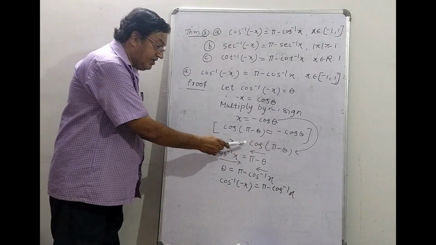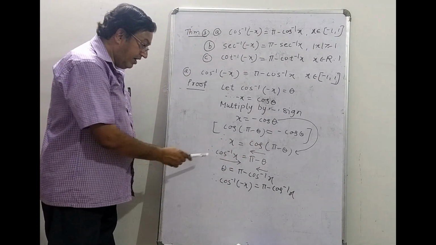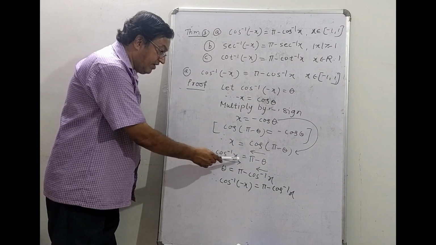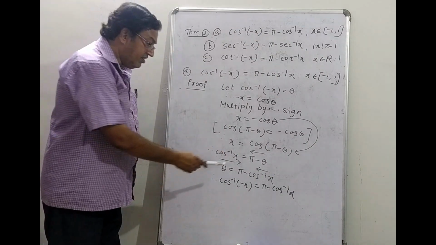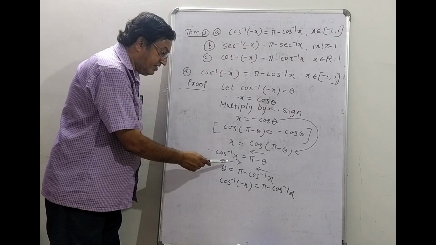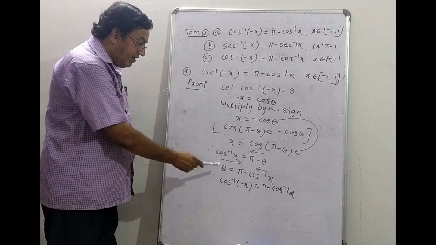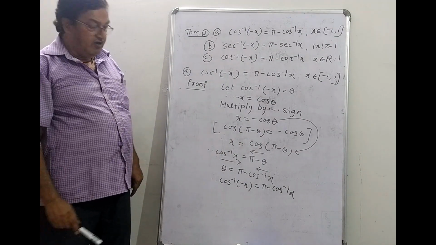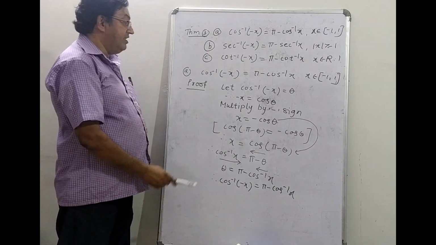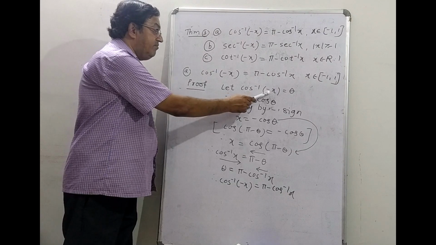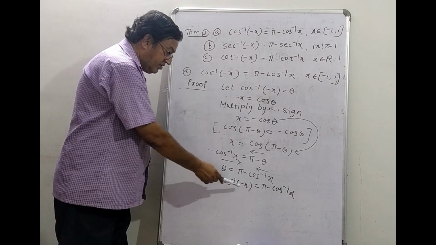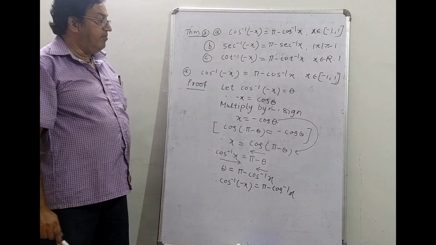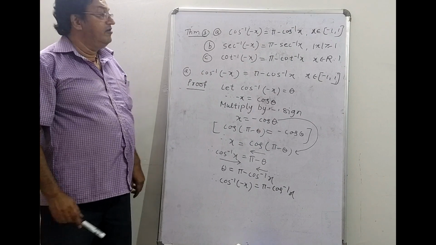Then using the definition of inverse trigonometric function, I have taken this as cos inverse of x is equal to pi minus theta. This minus theta, if you transfer to the left hand side, and cos inverse to the right hand side, we get theta equals pi minus cos inverse of x. But what is theta? We have taken cos inverse of minus x is equal to theta. Therefore cos inverse of minus x is equal to pi minus cos inverse of x.